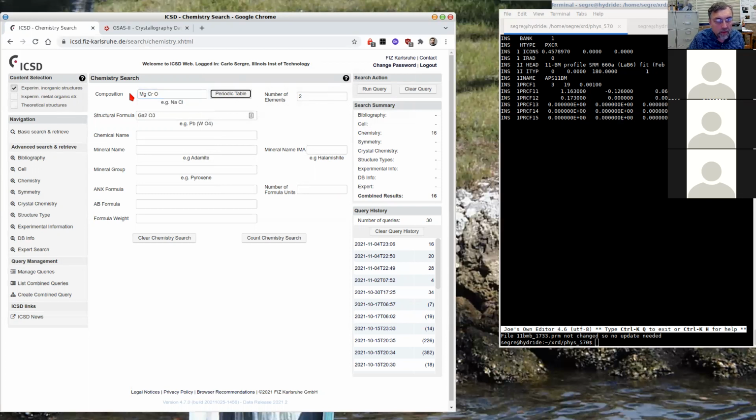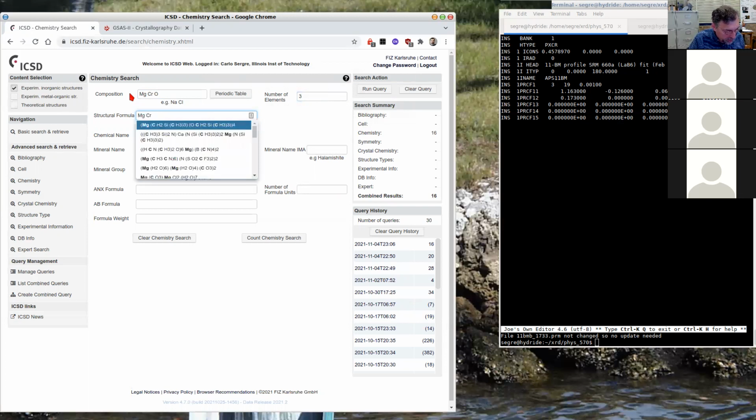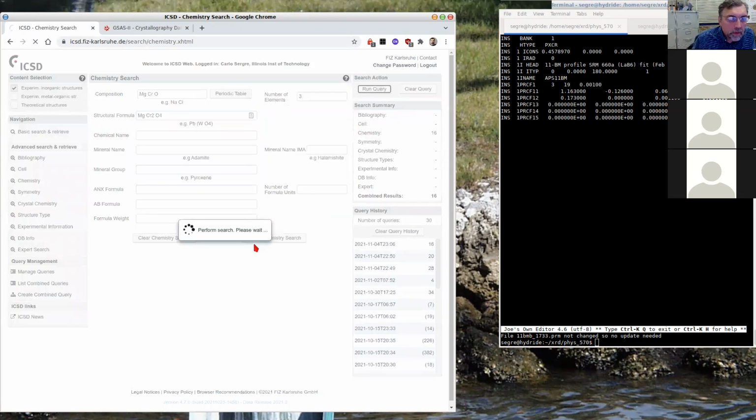So these are 3 elements. I'm going to say there's 3 and only 3 elements. And then if I want, I can use this for the structural formula. This would be MgCr2O4 with spaces in between. And then I run the query, and I will get whatever is in the ICSD database.